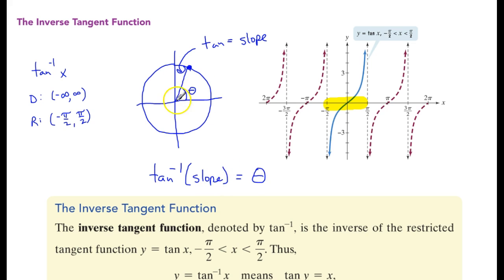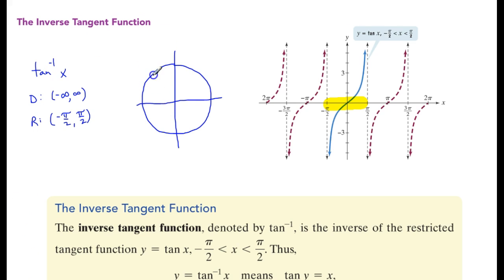So the slope is positive 4. What angle makes the slope positive 4? The arctangent of 4 will give me that angle. Alright, if you have a negative slope, that means you're down here somewhere. So instead of returning the positive angle that goes all the way around to here, it's going to return that negative angle that would go down from the positive x-axis. So if the slope is negative, it's going to return a negative angle. If the slope is positive, it's going to return a positive angle.